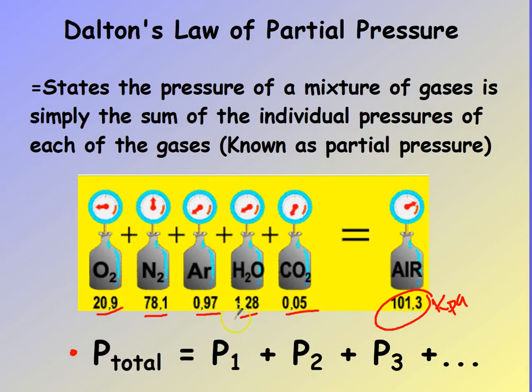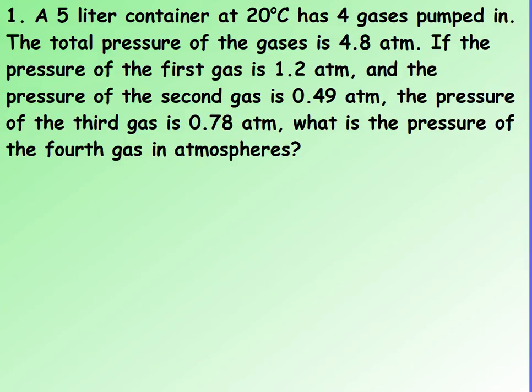P total is equal to the pressure of the first gas plus the pressure of the second one plus the pressure of the third one, and so on. In this question, it says a 5-liter container at 20 degrees Celsius has 4 gases pumped into it. So P total is equal to the pressure of the first gas plus the second, third, and fourth gas. The total pressure of the gases is 4.8 atm. If the pressure of the first gas is 1.2 atm, the second is 0.49 atm, and the third gas is 0.78 atm, what is the pressure of the fourth gas?